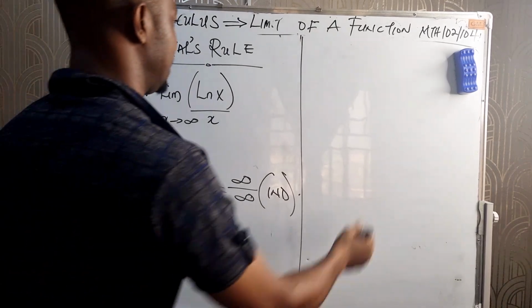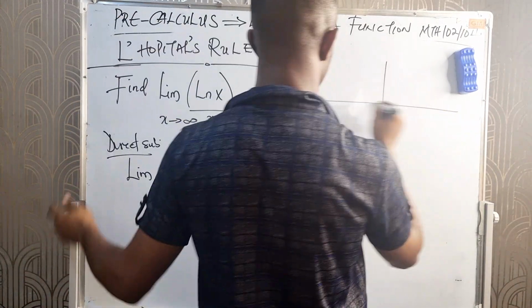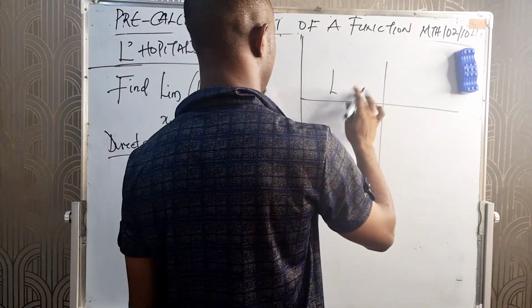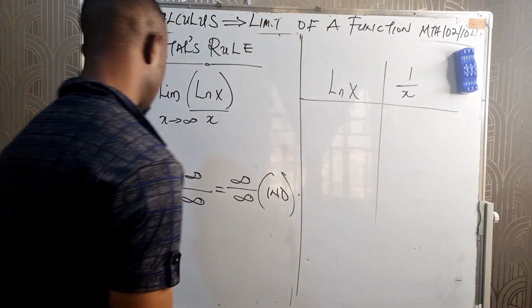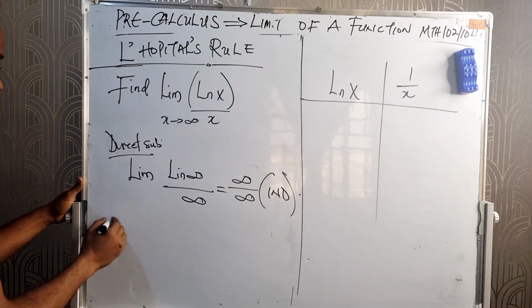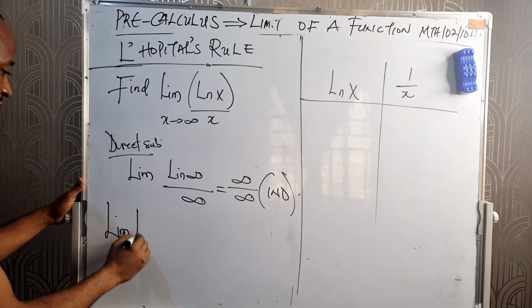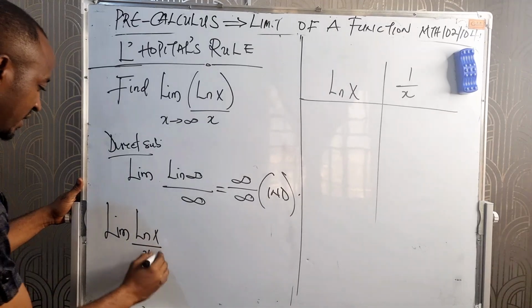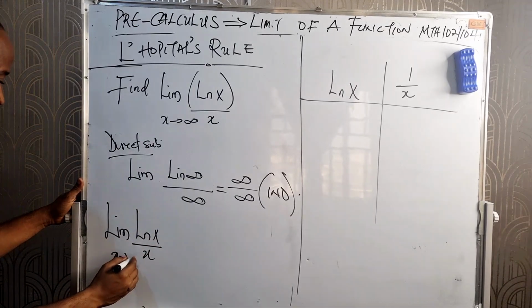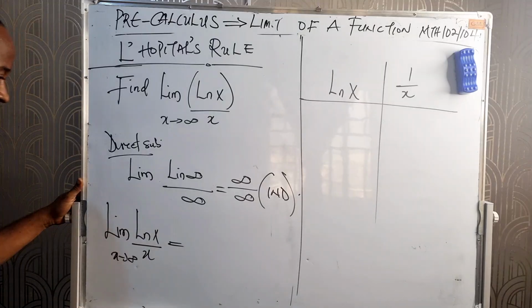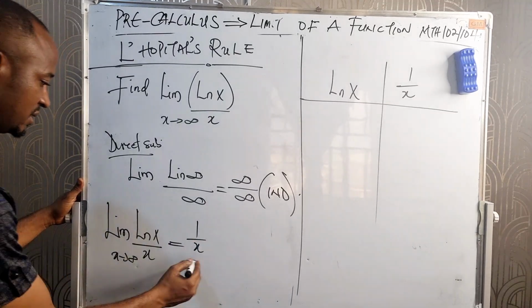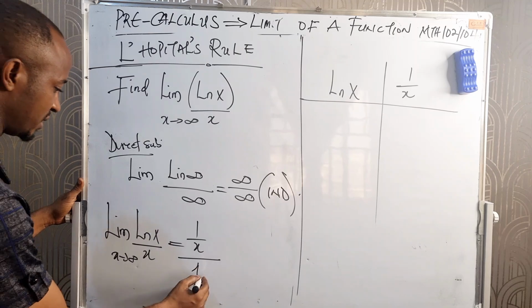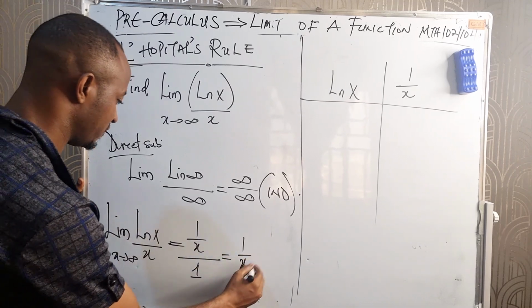But don't forget that in the table of differentiation, whenever you differentiate ln x, the natural logarithm of x, the answer is 1 over x, right? So let's go. The limit of ln x over x as x approaches infinity will be: differentiate ln x, we have 1 over x, divided by the derivative of x, which is 1. This is also the same as 1 over x.